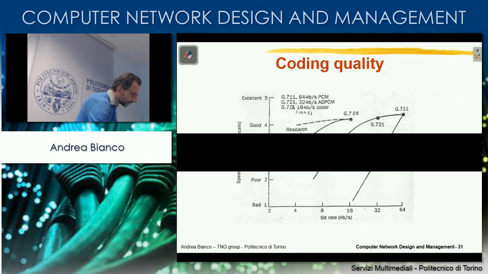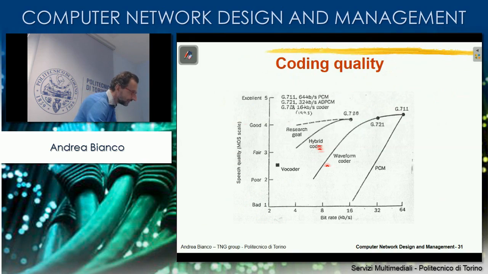And this is a picture of the coding quality of the different coders. This is the vocoder, this is the MOS. How do you grade the different schemes? Okay, this is the vocoder, and these are other types of coders. This is the PCM, okay, with 64 bits.